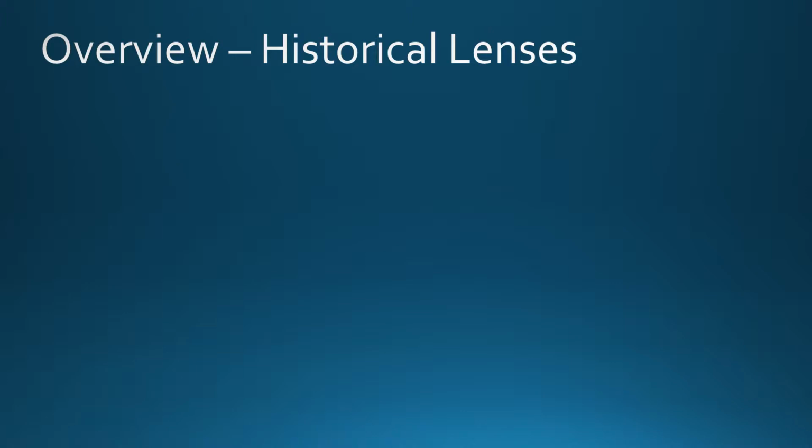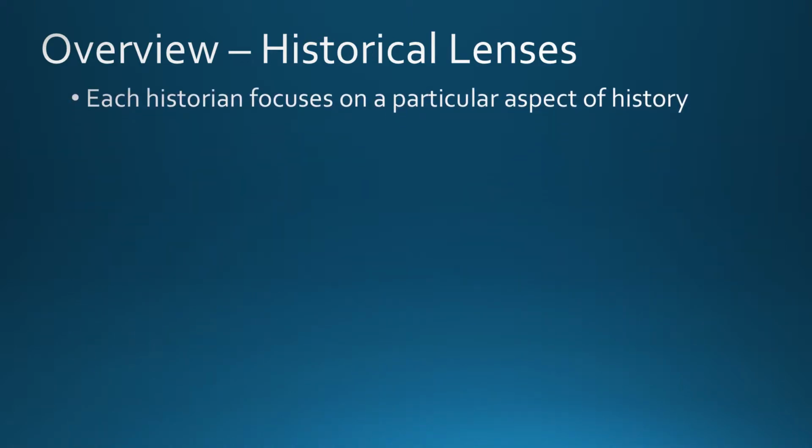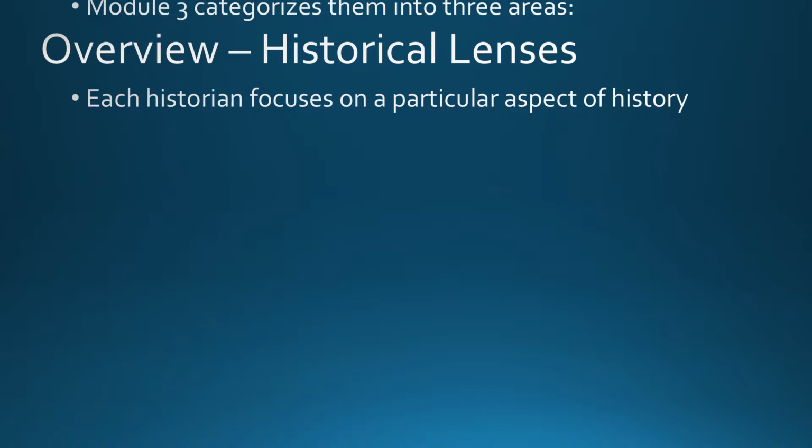Let's get an overview of historical lenses as they are used in this course. First of all, each historian looks at history through their own scope of interest. This is not a bias. It's not dependent on their personal experience, although that may lead them in that direction. But they have a focus that they enjoy looking at history through more than others. So that's what this is going to discuss here on this slide.